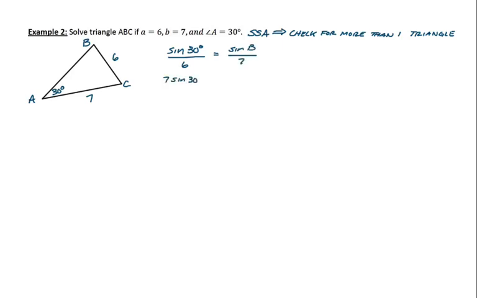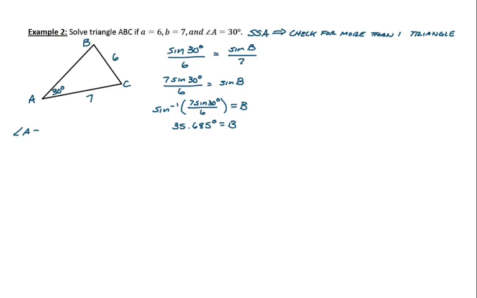So I would set up the law of sines to find angle B, because it's opposite of side B, or opposite the 7. So I'd get sine of 30 over 6 equals sine of B over 7. And then I would multiply both sides by 7 to get sine of B by itself. So I'd have 7 sine of 30 over 6. And then to solve for angle B, I would take the inverse sine of 7 sine of 30 over 6. And what I would get for angle B is 35.685 degrees. So there, I have angle B.